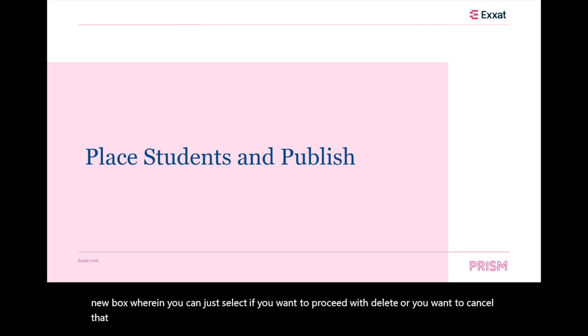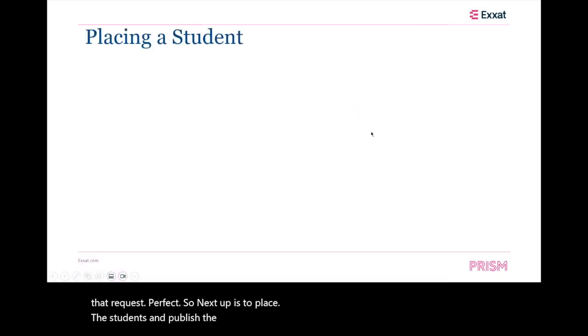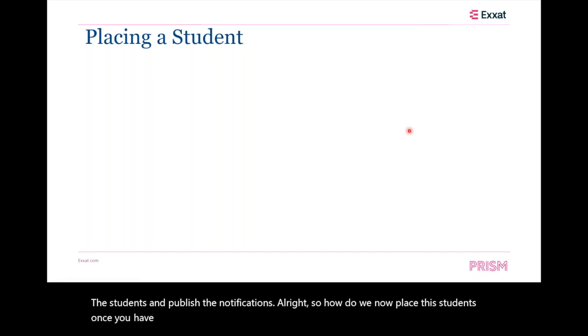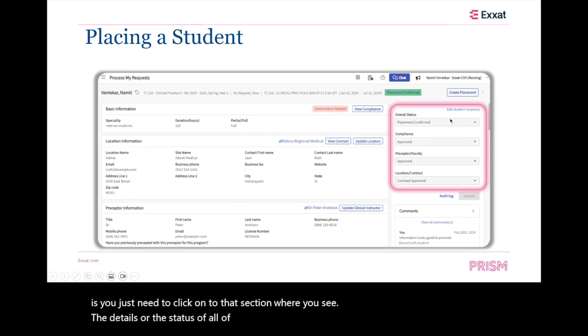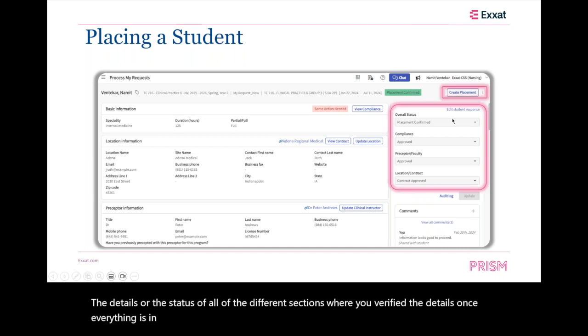Okay, perfect. So next up is to place the students and publish the notifications. How do we now place the students once you have verified all of the details that you see on the screen? All you need to do is click on that section where you see the details or the status of all of the different sections where you verified the details. Once everything is in place, click on create placement.